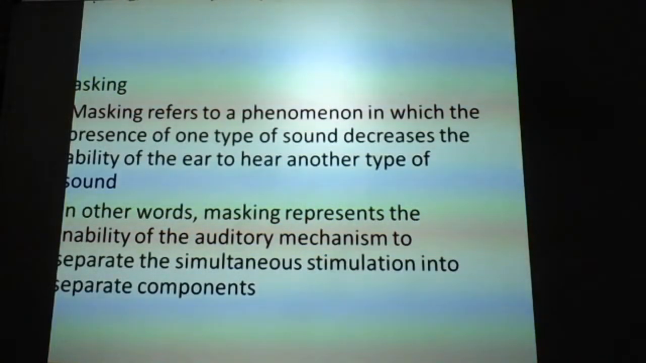Then the most important short note being masking. What is masking? It refers to the phenomenon in which the presence of one type of sound decreases the ability of the ear to hear another type of sound.